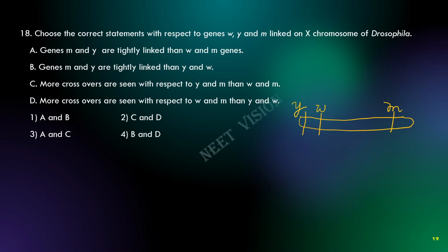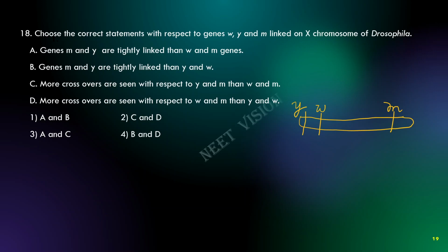Based on that, let us see the statements. Genes M and Y are tightly linked than W and M. Y and M are not tightly linked, this is wrong. Incorrect statement. Genes M and Y are tightly linked than Y and W. Now this is also wrong. A and B are wrong. Naturally C and D must be the correct ones.